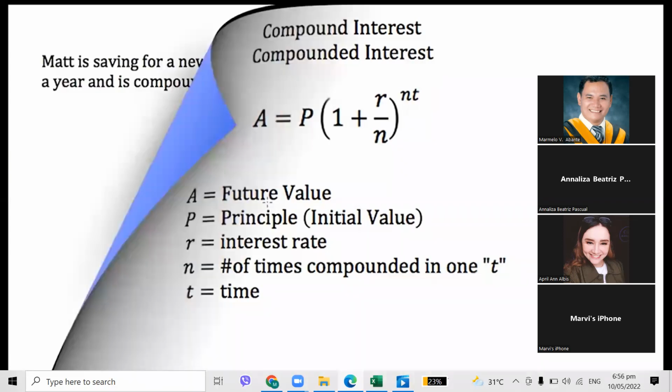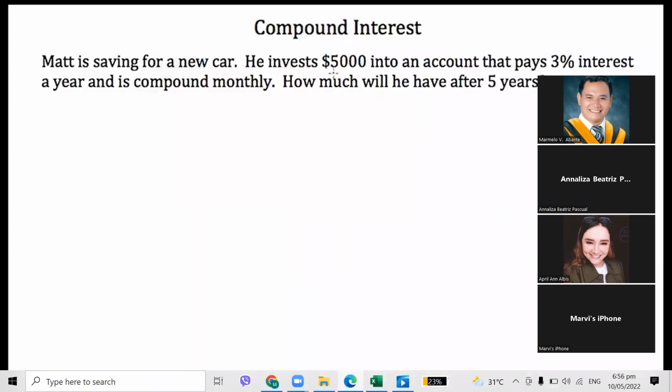Here Matt is saving for a new car. He invests $5,000 into an account that pays 3% interest a year, and it's compounded monthly. How much will he have after 5 years? So we're going to go to our compound interest formula. A is equal to P times 1 plus R over N to the NT power. We want to know how much he will have after 5 years. So we're looking for A.